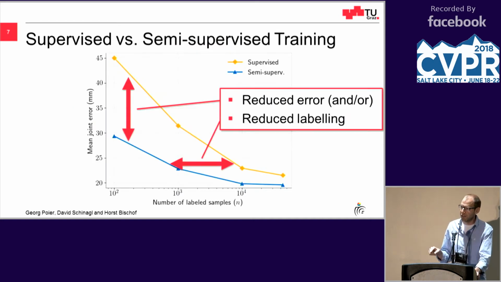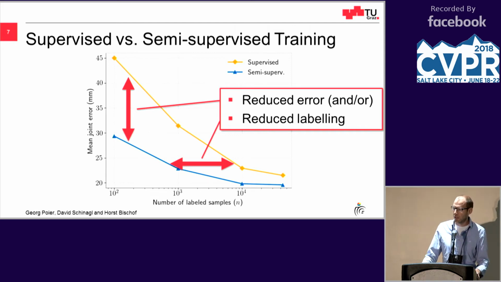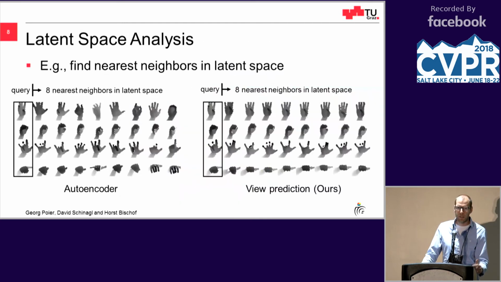Then, of course, we can train this whole thing end-to-end, add some labeled data, and train it in a semi-supervised manner. If we do this, we see that we can reduce the error by quite a bit, or also reduce the labeling effort by 1 to 2 orders of magnitude at the same level of accuracy. You can find details in the paper or come to the poster. But one last thing I wanted to show you was some investigation of the latent representation space.